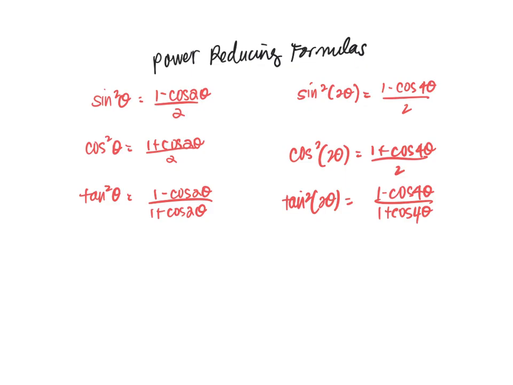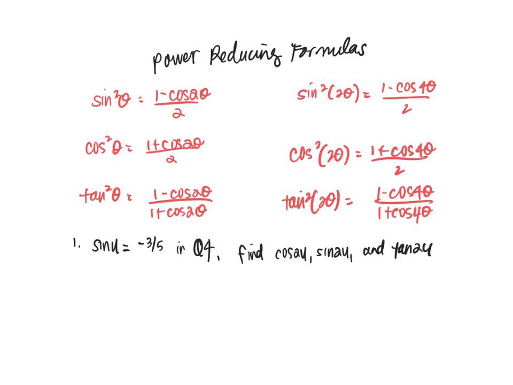So the first problem says sine u equals -3/5, and it's in quadrant 4. Find cosine 2u, sine 2u, and tangent 2u. Okay.